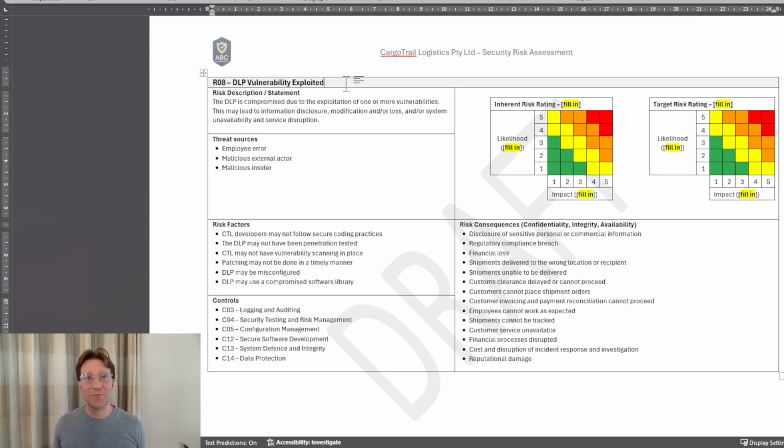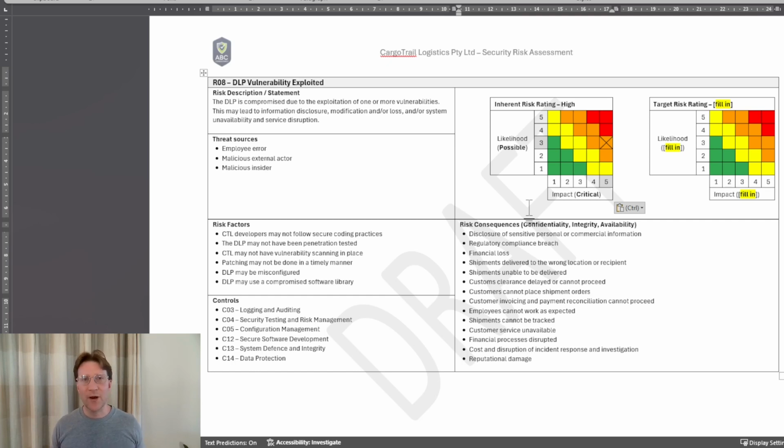For risk 8, the exploitation of a vulnerability in the digital logistics platform, we're looking at the same ratings as the AWS tenancy being compromised: possible likelihood, critical impact, and therefore high risk. We're saying it's possible that this happens because we don't necessarily have a guarantee of vulnerabilities in the software, yet we also cannot guarantee that they're not there.